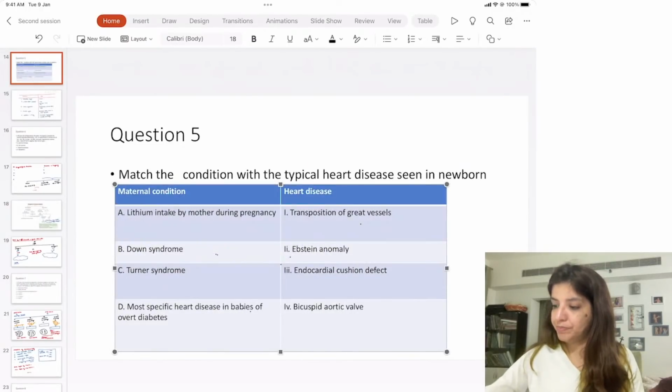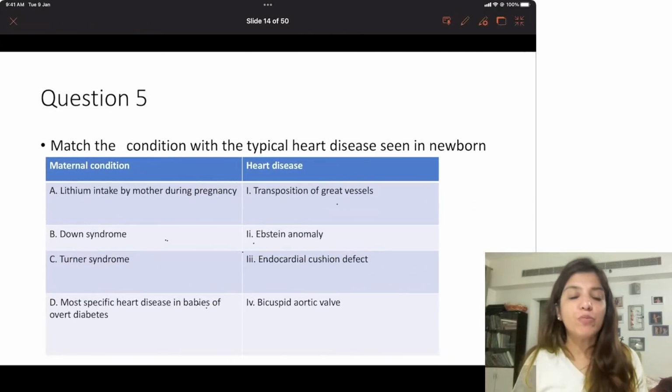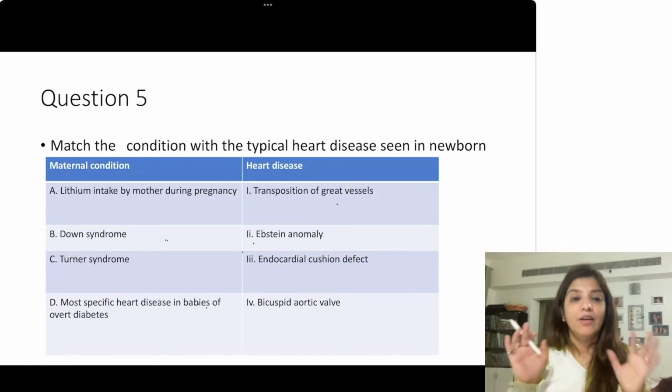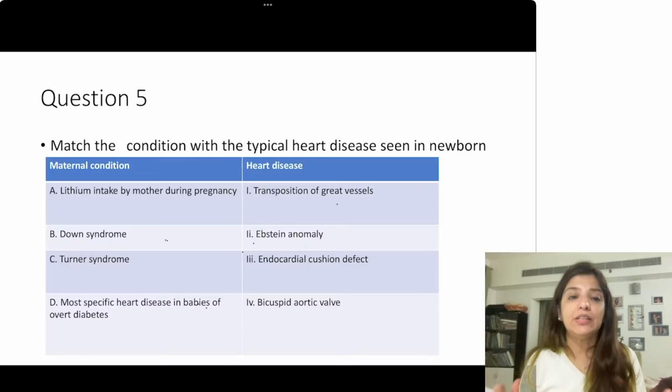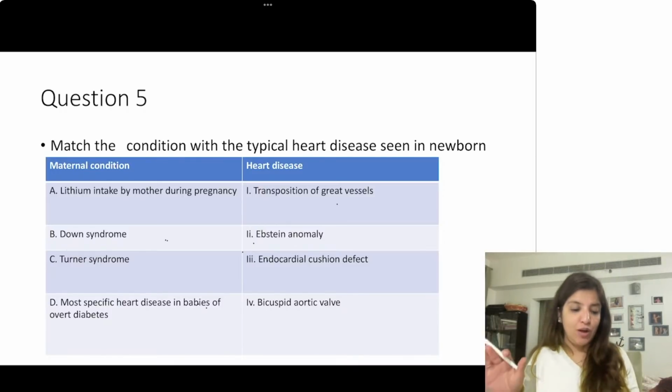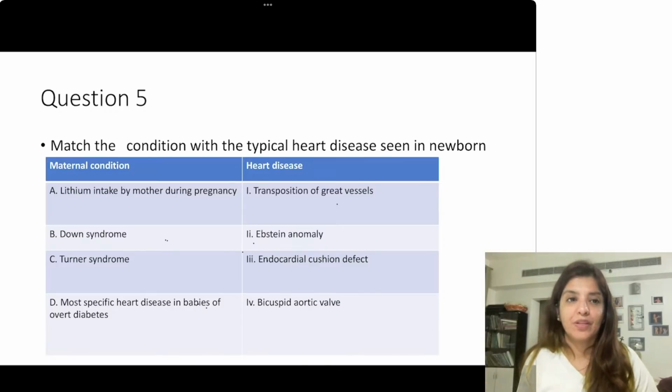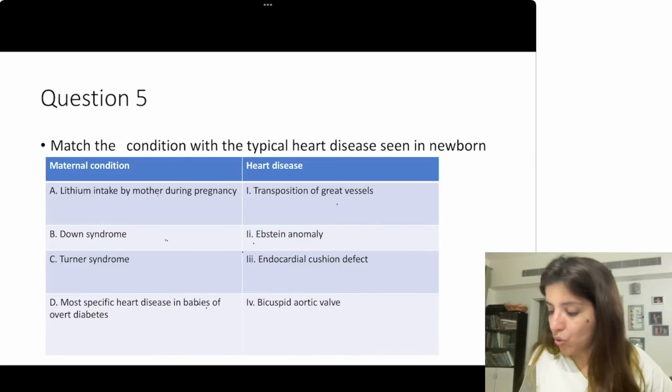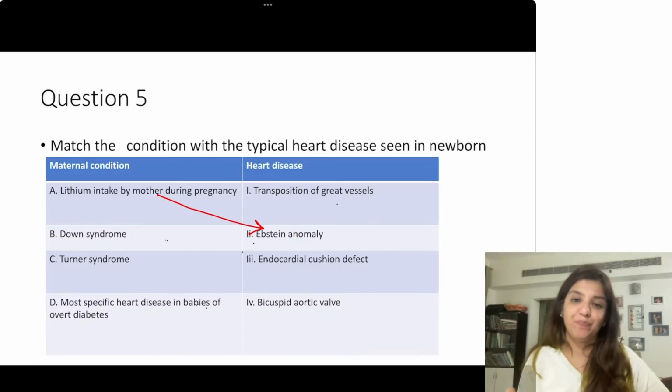Right, now see. You have to match the condition with the heart disease. So if mother has taken lithium during pregnancy, what heart disease is going to happen in the baby? If mother takes lithium, excellent. Lithium intake leads to Epstein anomaly. What happens in Epstein anomaly? There is regurgitation of the tricuspid valve.